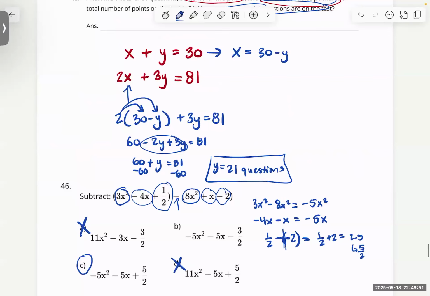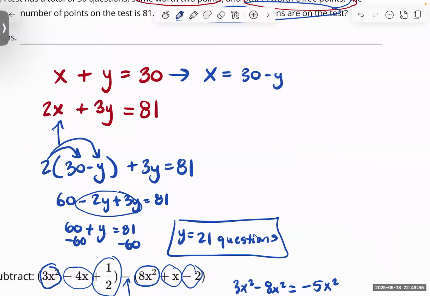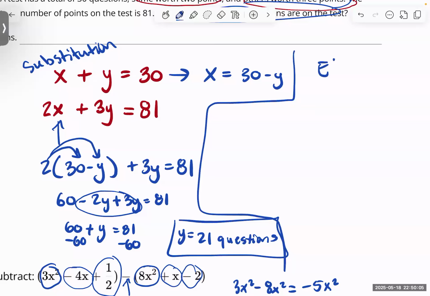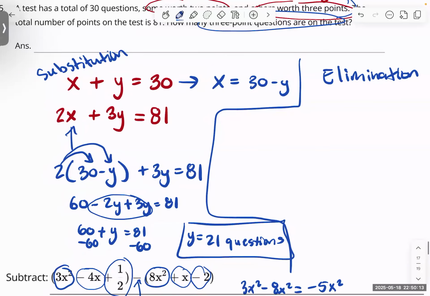And that is pretty much it. Oh, I was going to show the other method for this one. What I just did was substitution. I can show you the elimination method. You can do whichever one you want. A lot of people find elimination easier, but a lot of people also find substitution easier. It does not matter at all.